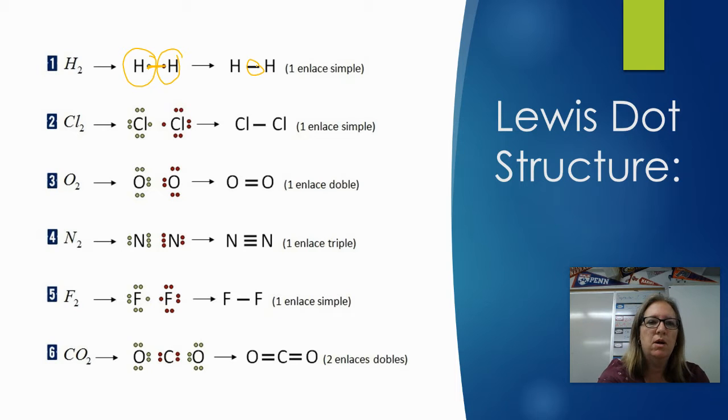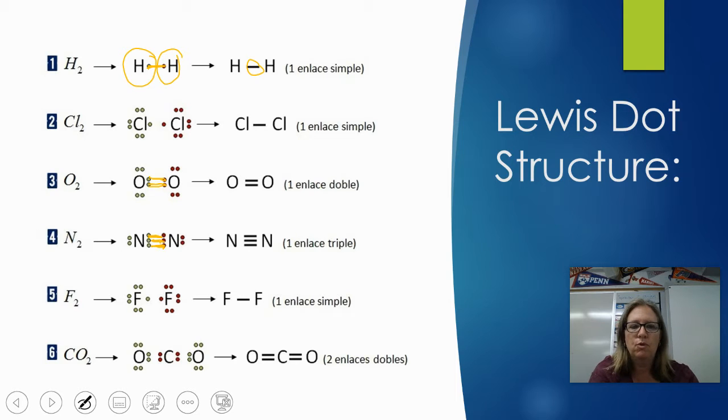There's that double bond, okay? So they're sharing 2 pair of electrons. Nitrogen, they're sharing 3 pair of electrons. Fluorine is the same as chlorine, okay? They each just need 1 more. So they're going to share that pair in the middle. But now let's look at a 3-element compound, okay?